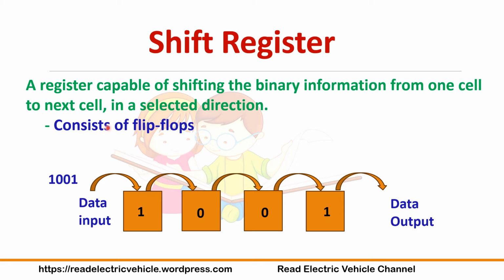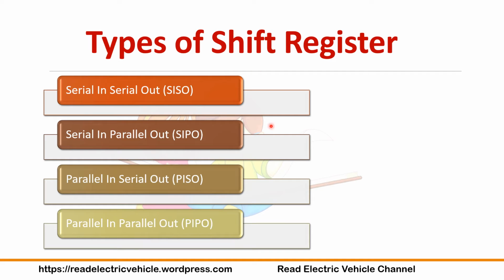Basically, the shift register consists of a group of flip-flops. So I have shown 4 flip-flops here, and each box represents a flip-flop. Whenever you give a clock pulse, the data can be shifted from one flip-flop to the other. There are different types of shift register: serial in, serial out and serial in, parallel out, which we have already seen in the previous 2 videos. Now we are going to see about parallel in, serial out shift register.